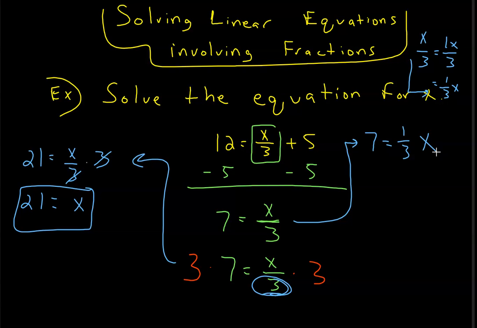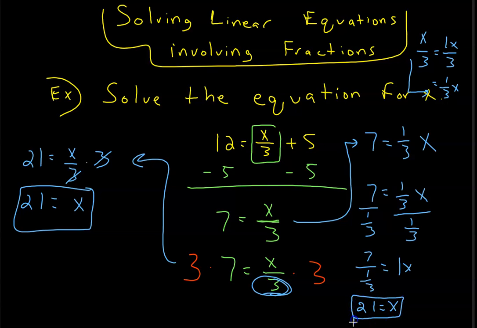Now it looks like a problem where we divide by the number in front of x. In this case, that number is 1/3. So I could have taken the 1/3 and divided both sides of the equation by 1/3. By doing that, the 1/3s cancel. This becomes 1x. 7 divided by 1/3, you can plug into your calculator, and you get 21. 1x is the same thing as x, and you get the answer. As you can see, doing it this way takes a few more steps, but it's still true.